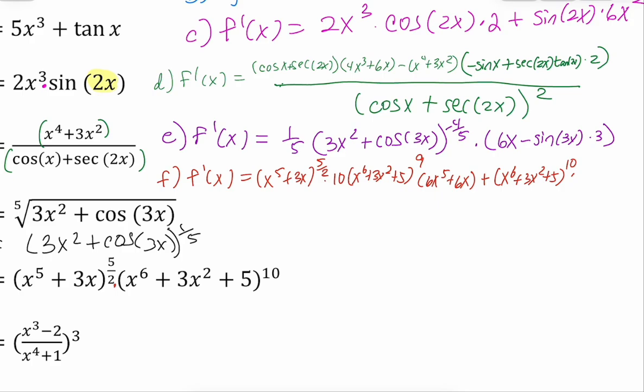So that first, the 5/2 drops down in front. The stuff stays there. The power goes down by 1. 5/2 minus 2/2 is 3/2 times the derivative of the stuff that was stuck inside. So 5x to the 4th plus 3.